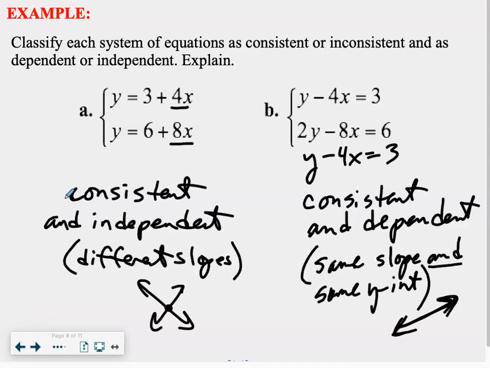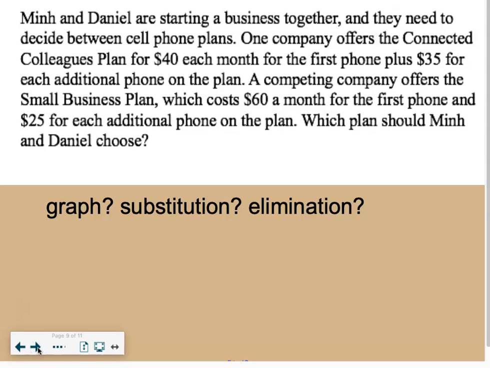Any questions? Good. We're going to do one more, and then I'm going to skip the last one, all right? One more. So just so you understand where you're going with this. One word problem. Min and Daniel are starting a business. They need to decide between cell phone plans. One company offers the Connected Colleagues plan. It's $40 a month for the first phone, plus $35 for each additional phone on the plan. A competing company offers the Small Business plan, $60 a month for the first phone, and $25 for each additional phone on the plan. Which plan should they choose?